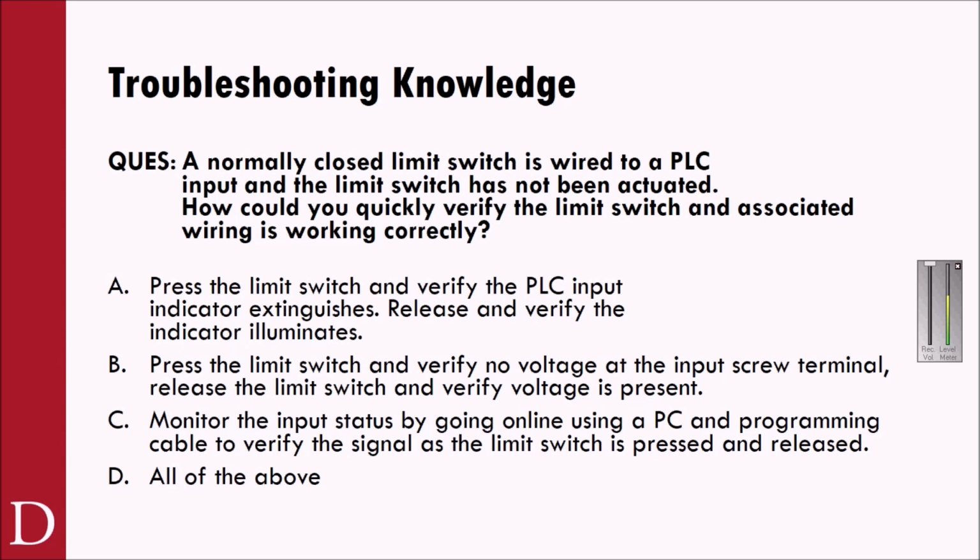All right, some basic troubleshooting knowledge questions that I think are really important for you to understand at this point. So, question. A normally closed limit switch is wired to a PLC input, and the limit switch has not been actuated. How could you quickly verify the limit switch and associated wiring is working correctly?